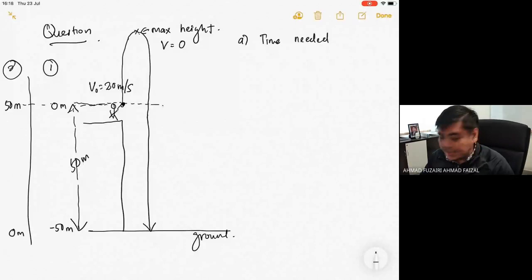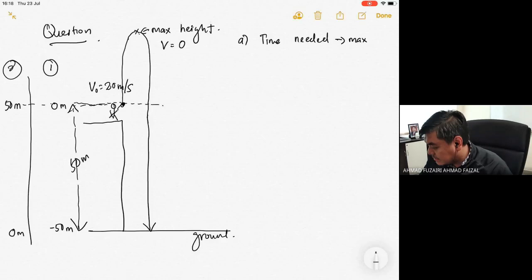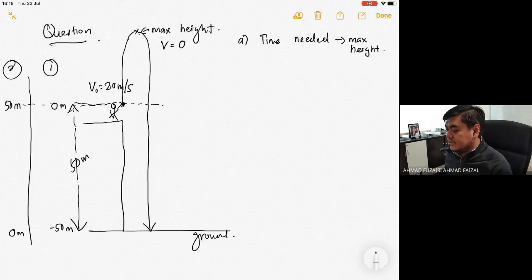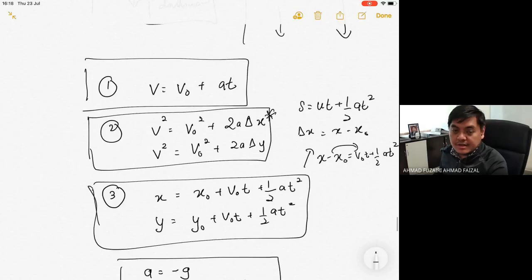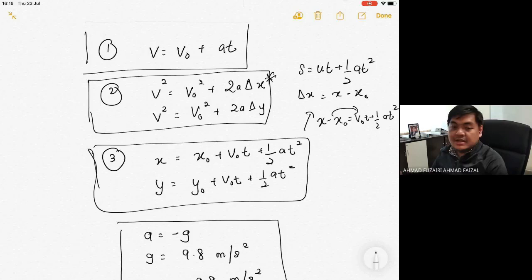The time needed for the ball to reach maximum height. So what do we do when we have a question that asks you to find the time needed to reach the maximum height? In order to understand this one, we should figure out there are three equations that we can use. How to determine the time? We can eliminate the equations that do not involve any time, such as equation number two. Yeah, there is no t inside the equation. So the t is only in equations number one and number three. So we can eliminate equation number two.